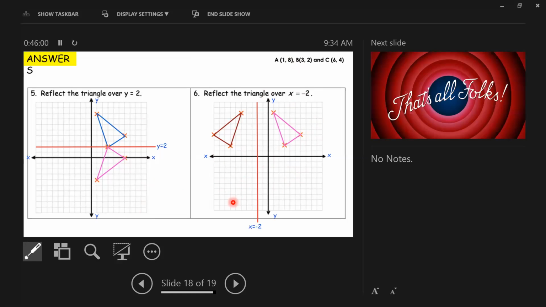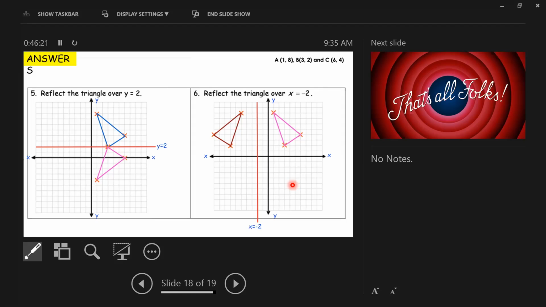Yes, I do. And do you understand how to count the spaces between the mirror line and the object? Yes, I do. And do you understand that you have to count the same spaces away from the mirror line on the other side to get the image? Yes, I do. Well, you know how to do a reflection now.